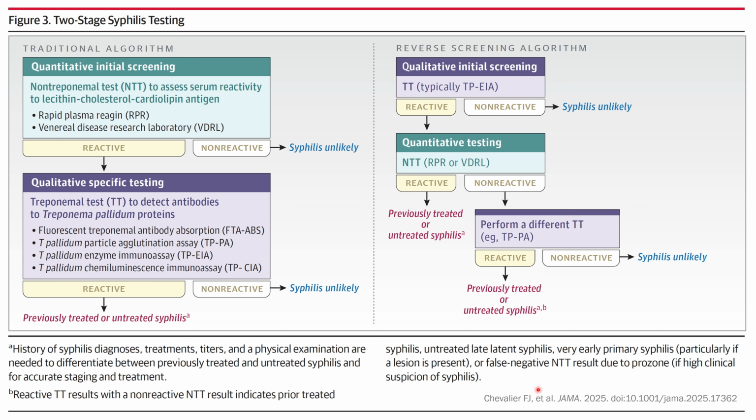Now let's take a look at 2-stage syphilis testing. Because these tests are not perfect, and there is a risk of false positive and false negative, there are 2 different ways to do it. One is a traditional algorithm, which is essentially that you start with the NTT test, so let's say with the RPR, and if it's non-reactive, you can assume that syphilis is unlikely. It's possible for early syphilis to have a false negative, so take that with a grain of salt. But in general, if there's been enough time for antibodies to develop, a non-reactive will mean syphilis unlikely.